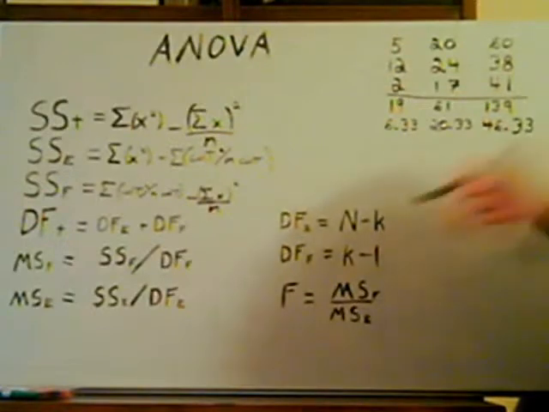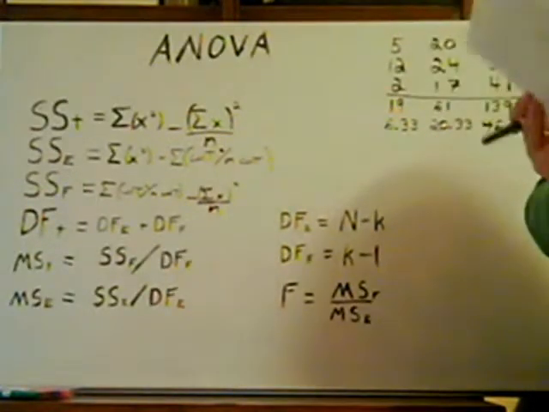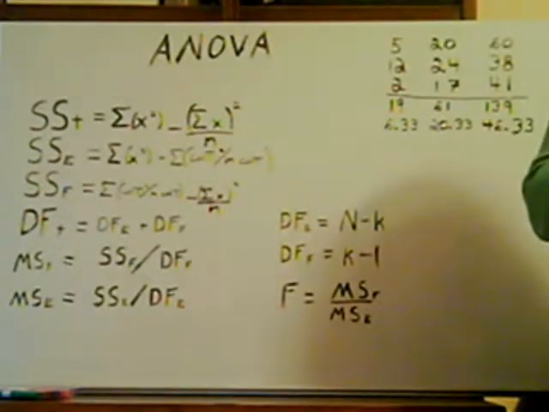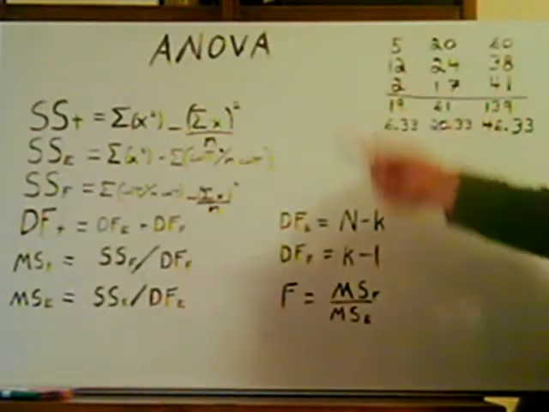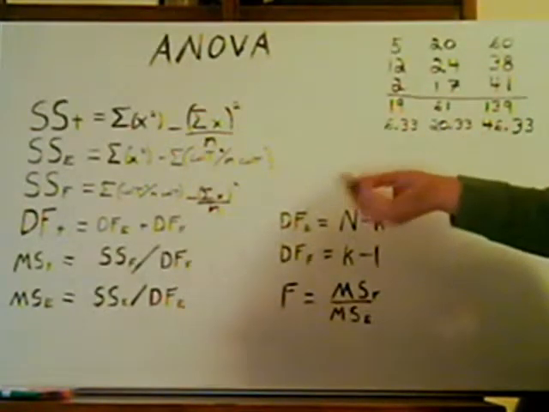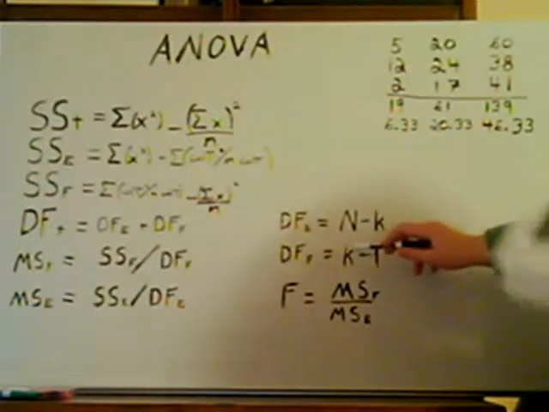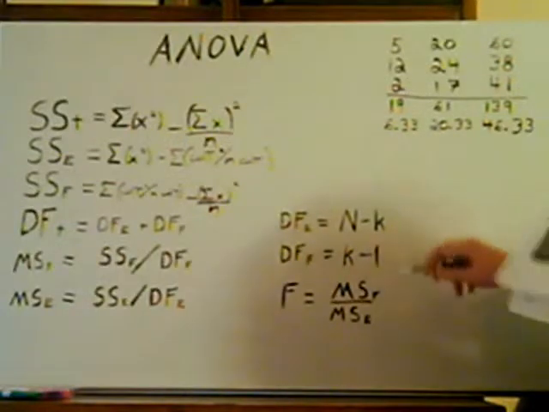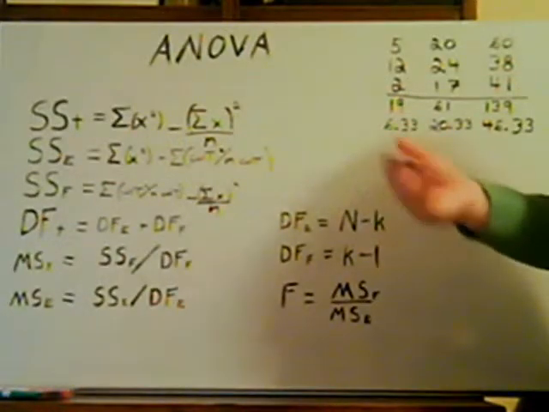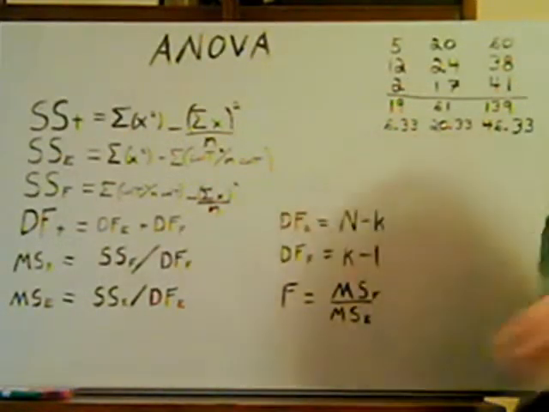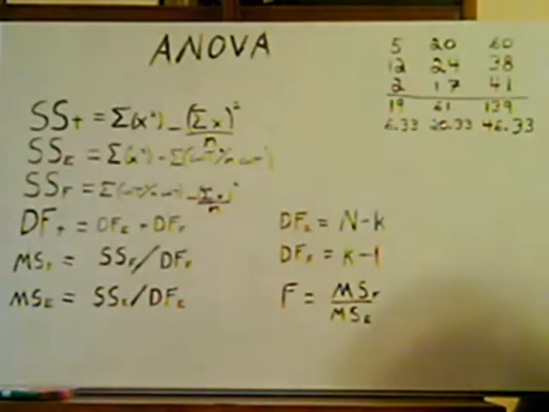So you do that, you find out the degrees of freedom for the error are 9 minus 3, so that's 6. And the degrees of freedom for the factor, here's that k again. So we know there's 3 groups, and it's 3 minus 1, which is 2. 6 plus 2 is 8. Alright, our math is doing good.